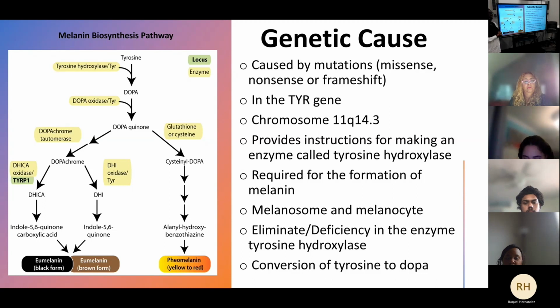So with albinism, there's going to be either an elimination or deficiency in the enzyme tyrosinase, specifically in the conversion of tyrosine to DOPA. So this is the melanin biosynthesis pathway. So this step right here where tyrosine needs to be converted to DOPA, this is going to either be missing or deficient. So that's going to cause everything else here to either be missing or deficient as well.